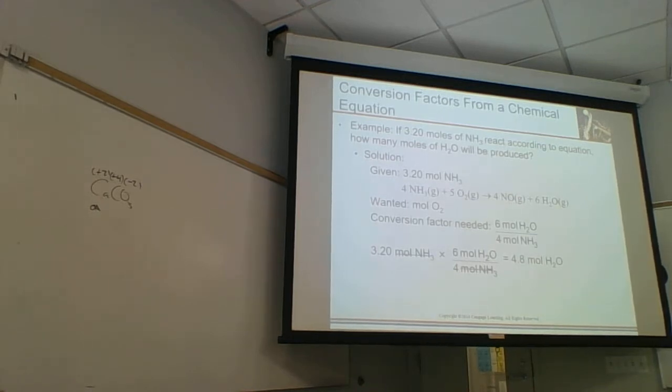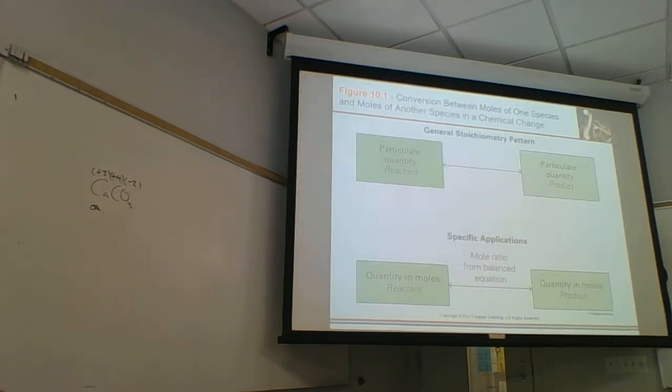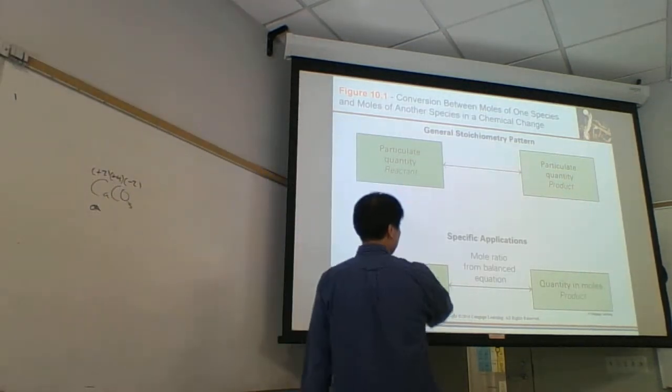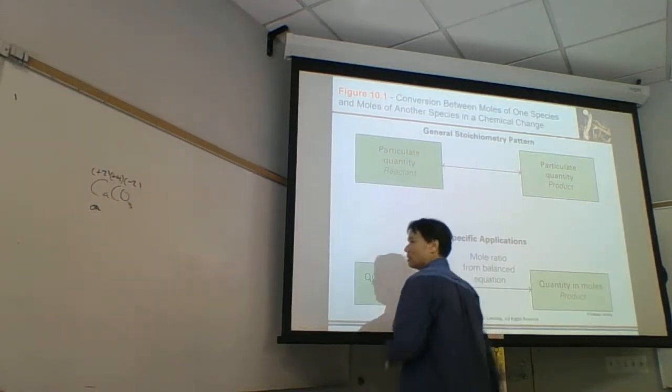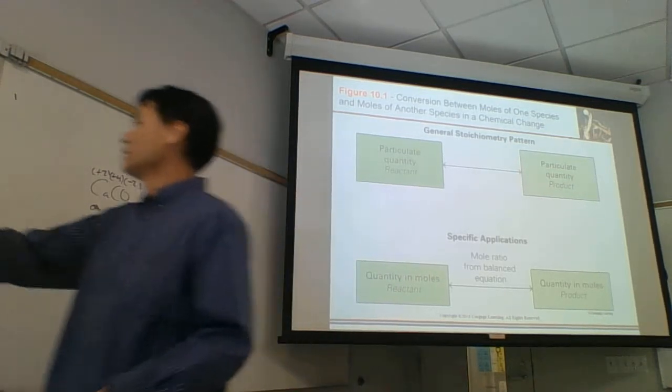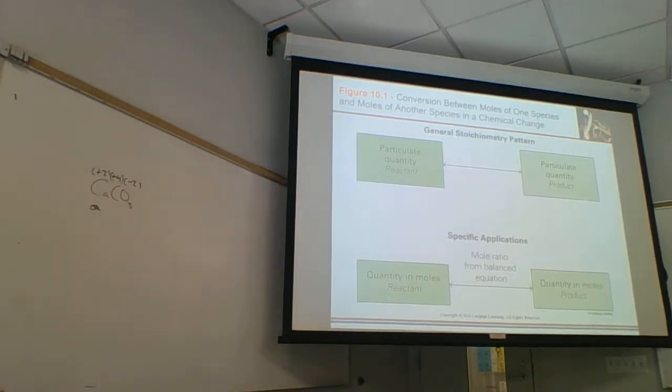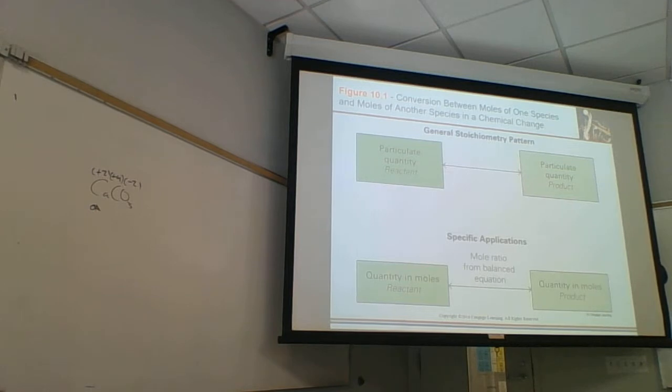This is your basic stoichiometry problem. This is what we call the stoichiometry map. This is called a mole-mole conversion. It doesn't have to be reactant to product. Like this is a reactant to product, but it can be reactant to reactant, product to product, product to reactant.